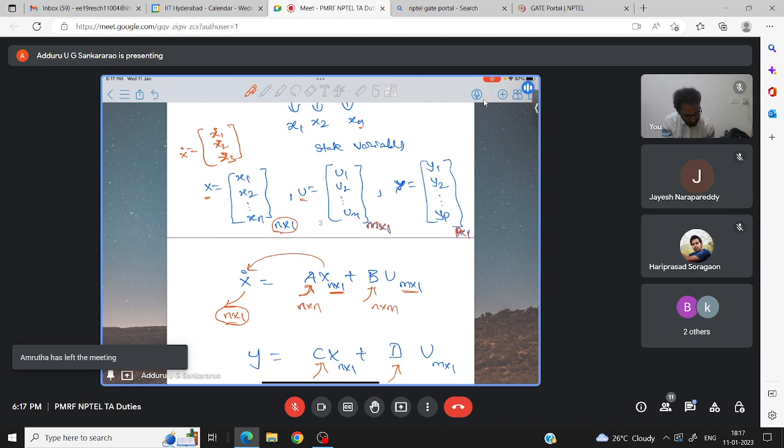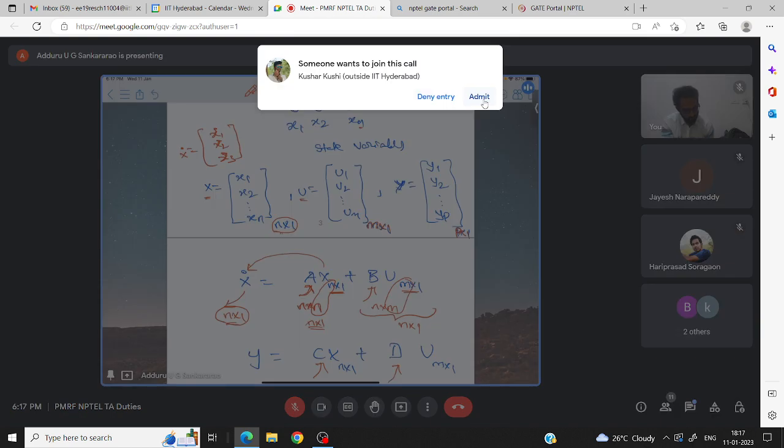If it is n cross n only, for multiplication to be possible, these two should be equal. The order will get n cross 1 this time. The second time, again it should be n cross m, because we should get n cross 1 as output, then only we can add those two terms. These should be equal. So that's why A order is n cross n and B order is n cross m.